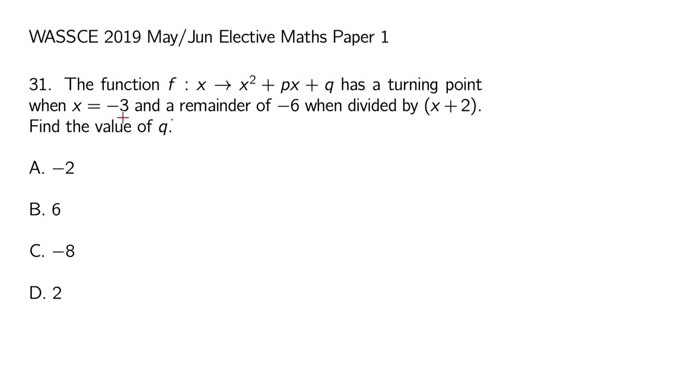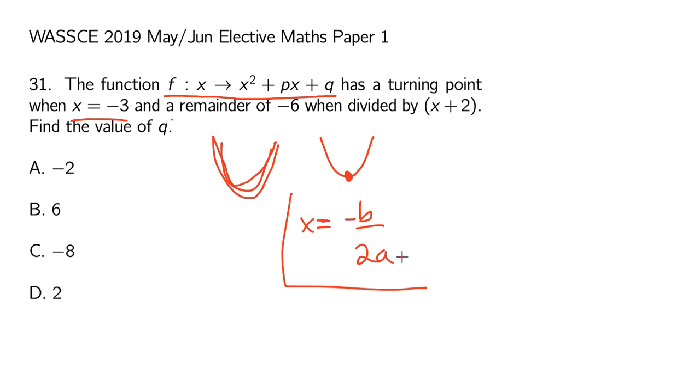Well, we've been told that there's a turning point when x is minus 3. Now we know that this is a quadratic function, and so its graph, because the coefficient of x squared is positive, is going to look like this. This is not looking too pretty, but the point is you're going to have this, and it's going to be such that this turning point, or the minimum, is going to occur when x is minus b over 2a. This is a fact about parabolas.